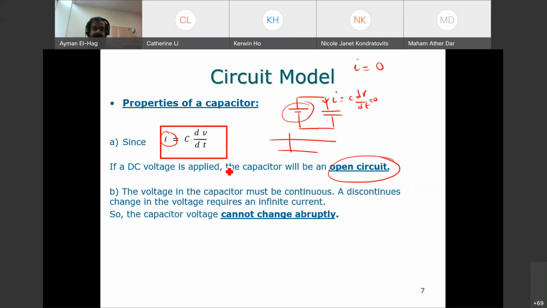Another thing is the following: the voltage cannot change instantaneously in the capacitor. Cannot. This is against the physics. Why is that? Let's see.